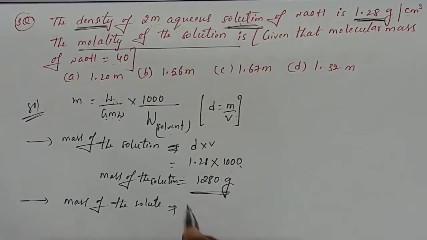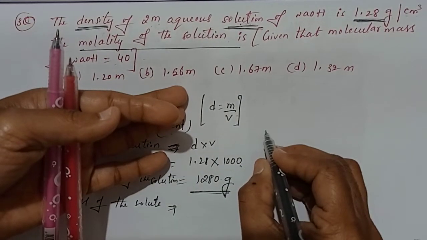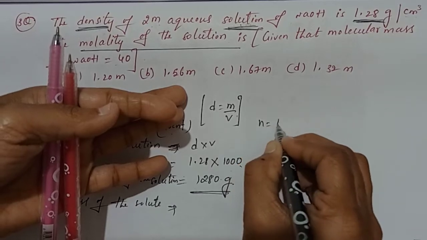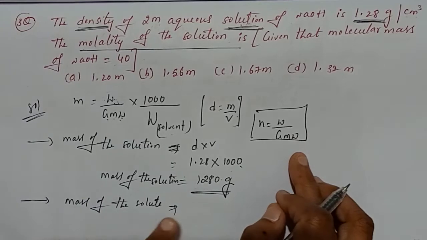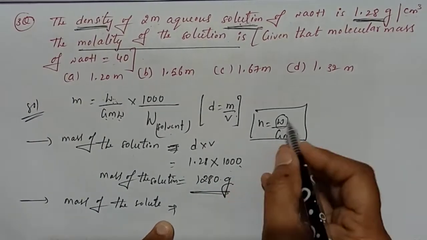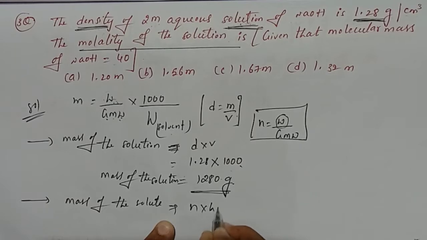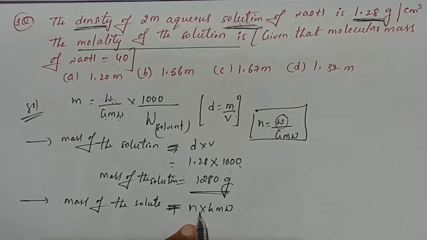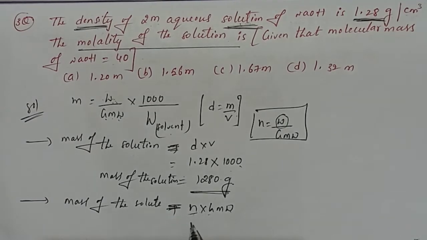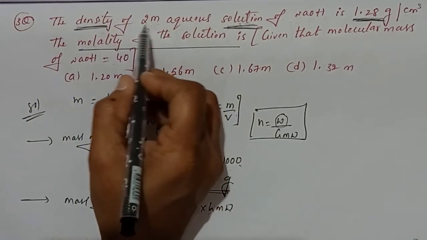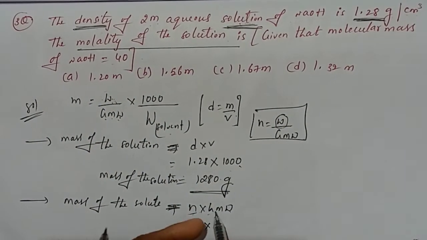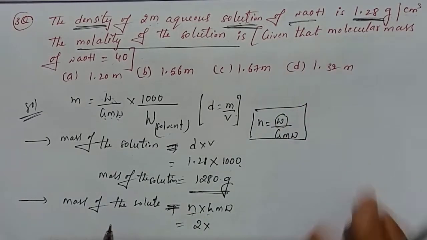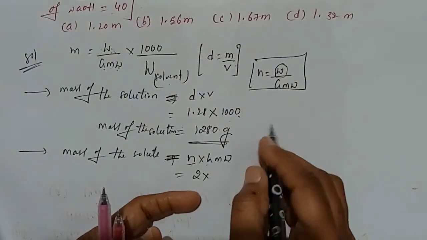Mass of the solute is equal to, formula what, students? We know that number of moles is equal to weight by gram molecular weight. Correct? Then mass of the solute is equal to what we can write? n into gram molecular weight of the solute. So number of moles of the solute, how much, students? Here 2 molar given, so 2 moles given. Correct? It is the 2 moles into gram molecular weight. What is the gram molecular weight of the solute, NaOH? What is the gram molecular weight of solute, students?